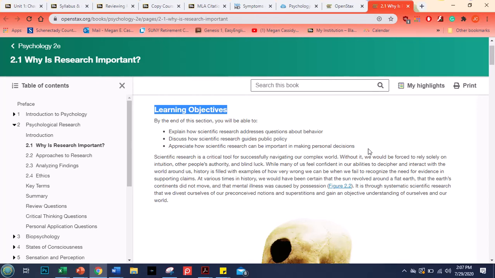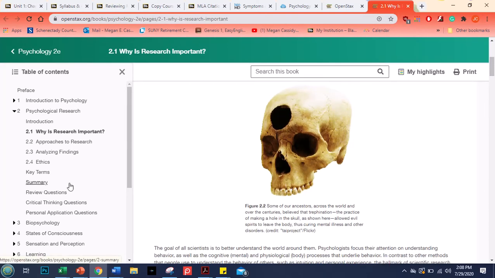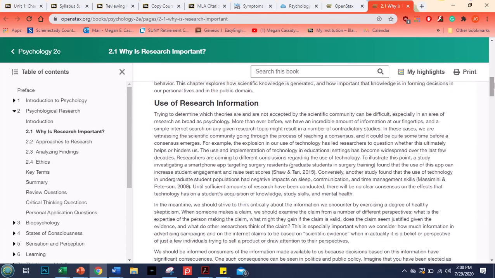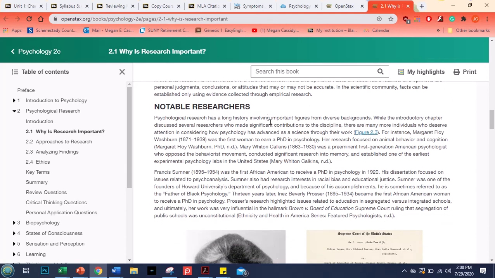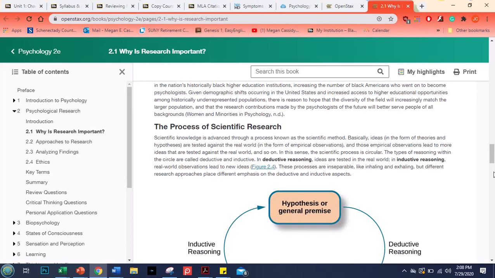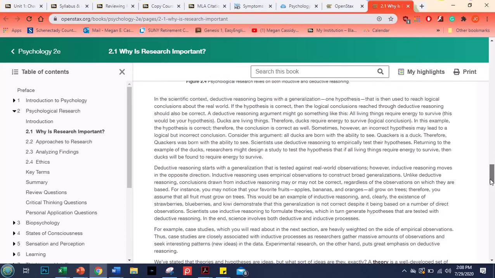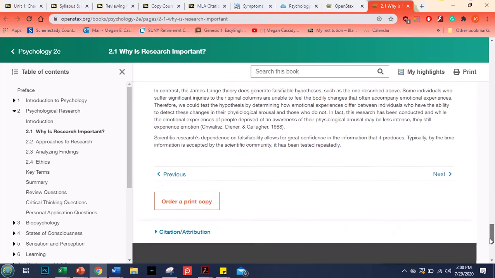All right, so just skimming that little bullet point list, I know what the section is going to be about, and I know what to expect, and I know what they want me to learn. And a lot of textbooks are set up like this. They'll introduce the material, they'll give you the material, and then they will review it, like here in this summary, right? So here are my subheadings. Use of research information, notable researchers, process of scientific research, and then some graphs and pictures and things of that nature.